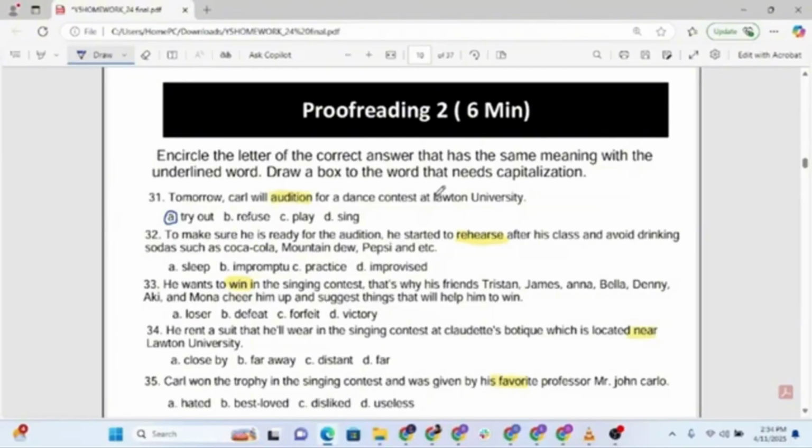Question 32. To make sure he is ready for the audition, he started to rehearse after his class and avoid drinking sodas such as Coca-Cola, Mountain Dew, Pepsi, and so on. The correct answer is option C, practice. Draw a box around the word Coca-Cola to show that it must be capitalized. Explanation. Rehearse is a verb meaning practice. The brand name Coca-Cola needs both words capitalized.